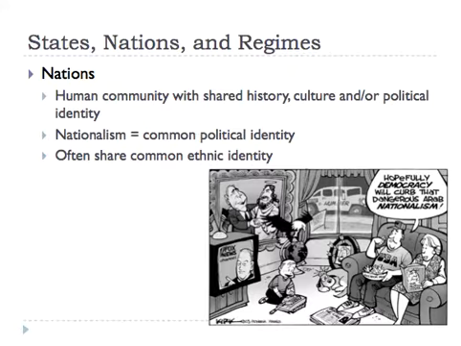A nation is a human community with shared history, culture, and/or political identity. Again, there are nations that are divided. So a nation like Korea, North and South Korea, would be a nation because they have a shared history or culture. Nationalism again is your common political identity, your pursuit of a set of rights for a nation, including the right of political control over certain territory. Often they share common ethnic identities.